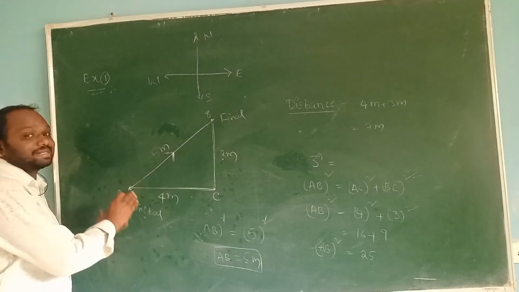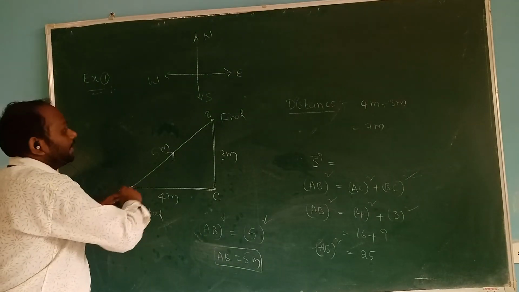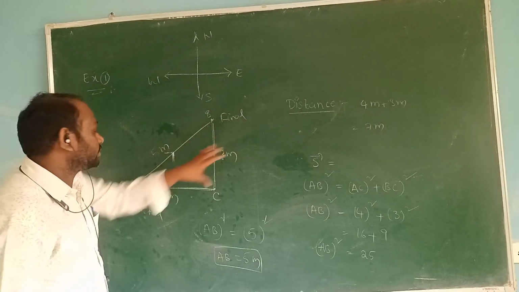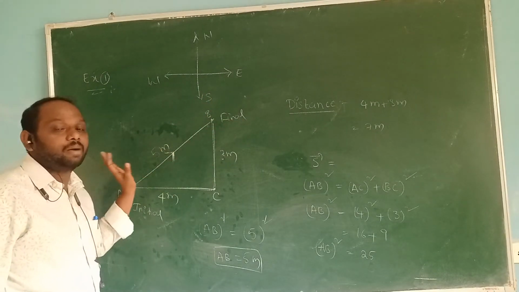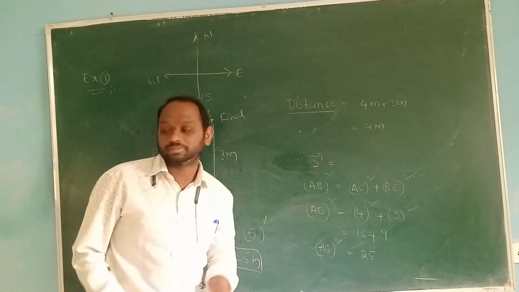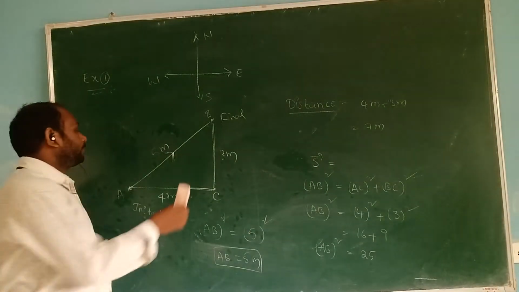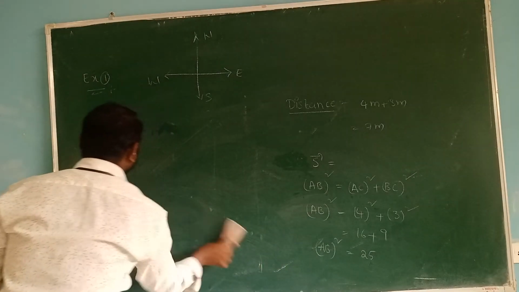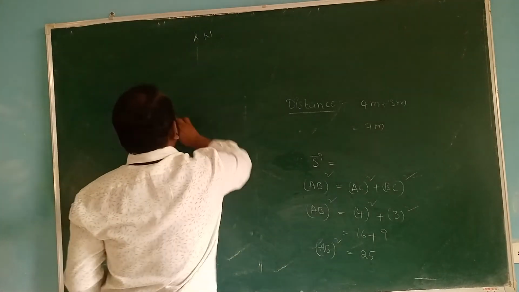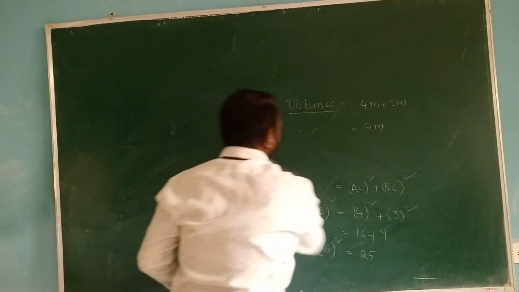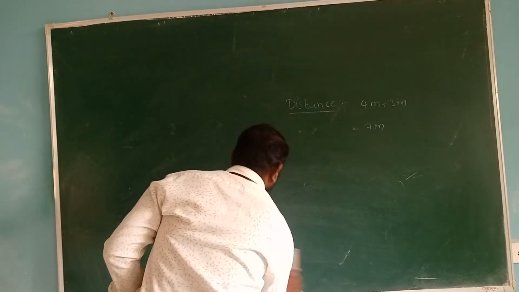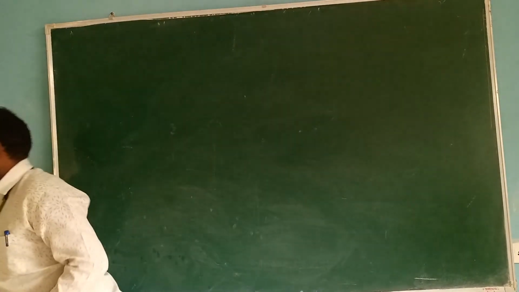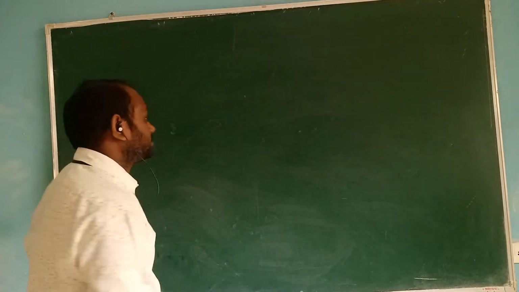So the boy is traveling from A to C, and A to B is 5 meters. Distance is equal to 7 meters and displacement is 5 meters. This is the common example of distance and displacement. Next, I will explain a few points about distance and displacement.